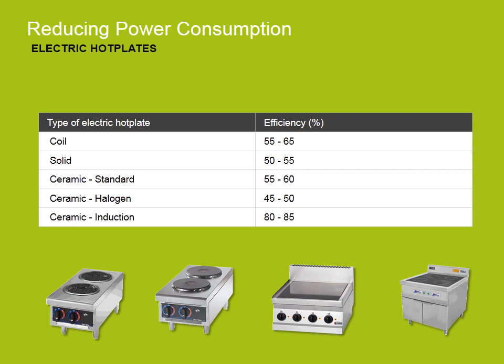Ceramic halogen and ceramic standard cooktops have the advantage of looking more stylish and being easier to clean than the coil and solid hot plates. However, they are less energy efficient, have slower response times, and are more expensive than coil and solid hot plates. With the introduction of induction cooktops, these hot plates have become somewhat less popular.